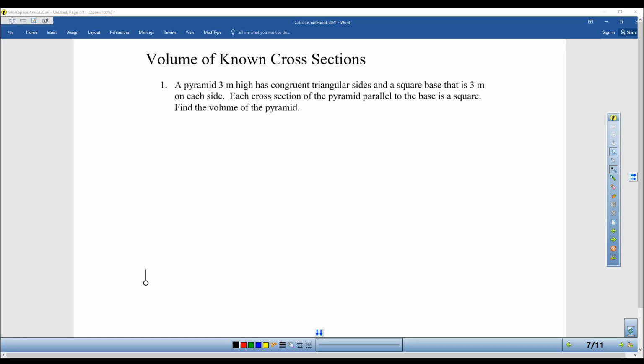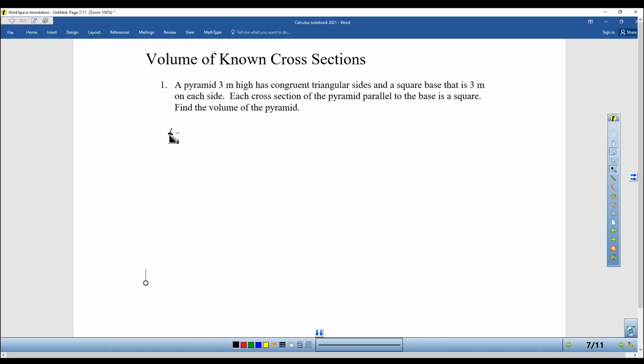Welcome to calculus. This is the last section of AB calculus, the volume of known cross sections. There are only 3 problems, so let's do them. A pyramid 3 meters high has congruent triangular sides and a square base that is 3 meters on each side.